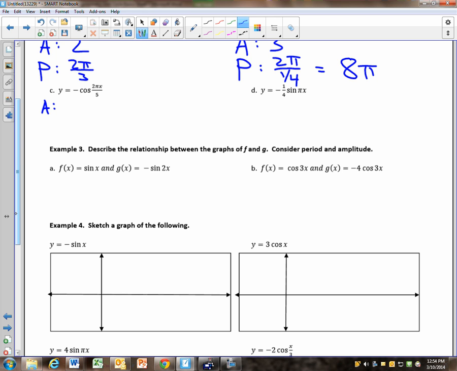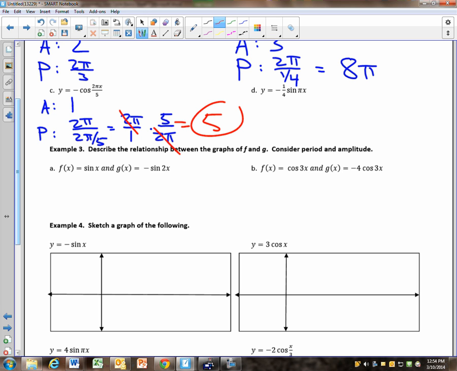What's the amplitude for C? 1. So take the absolute value of -1, which is 1. And the period will be 2 pi divided by 2 pi over 5. Now, what does that look like? What do I do? 2 pi over 1 times 5 over 2 pi. What happens? They cancel. I get 5. So your period doesn't have to have a pi attached to it. Doesn't work like that.